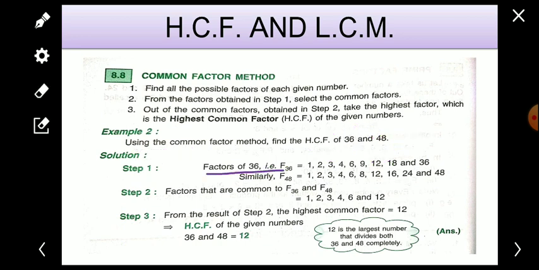So the factors of 36 we have written here: 1, 2, 3, 4, 6, 9, 12, 18 and 36. So all the factors of 36 have been written here.